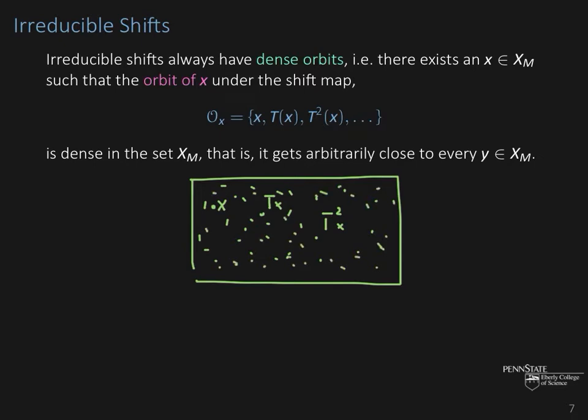Of course, it does not necessarily hit every point here, because the orbit, as you see, is a countable set, and the underlying space X_M is often uncountable. So it's not possible that it hits every point exactly, but it gets arbitrarily close to every point in there. Just as, for instance, the rationals fill out the reals in the sense that every real can be approximated arbitrarily closely by a rational. In this sense, the orbit fills out this space here.